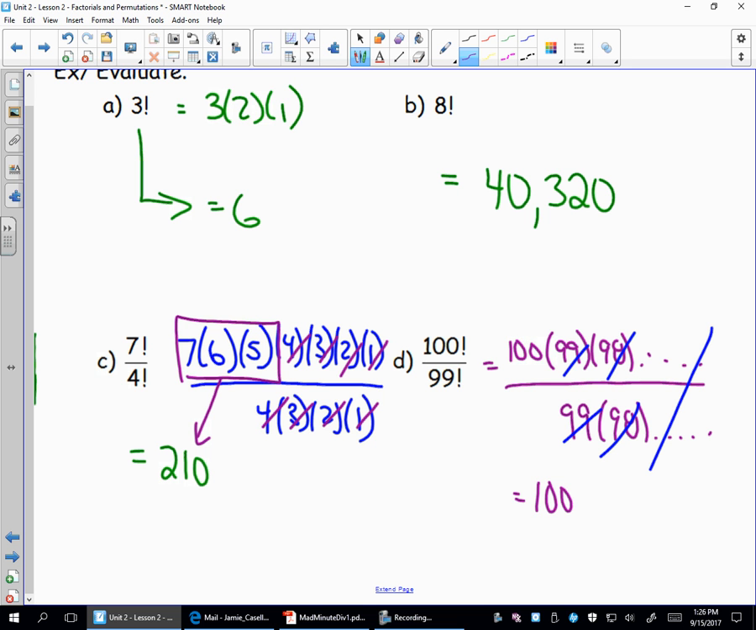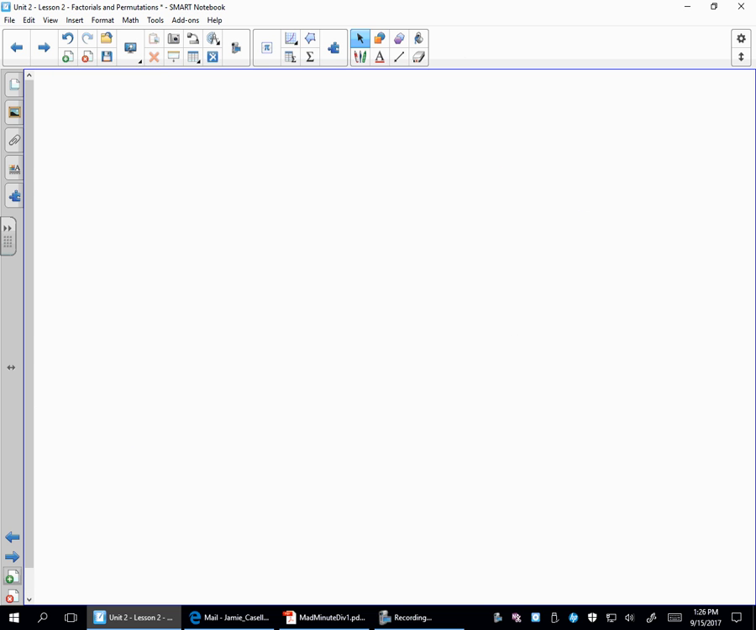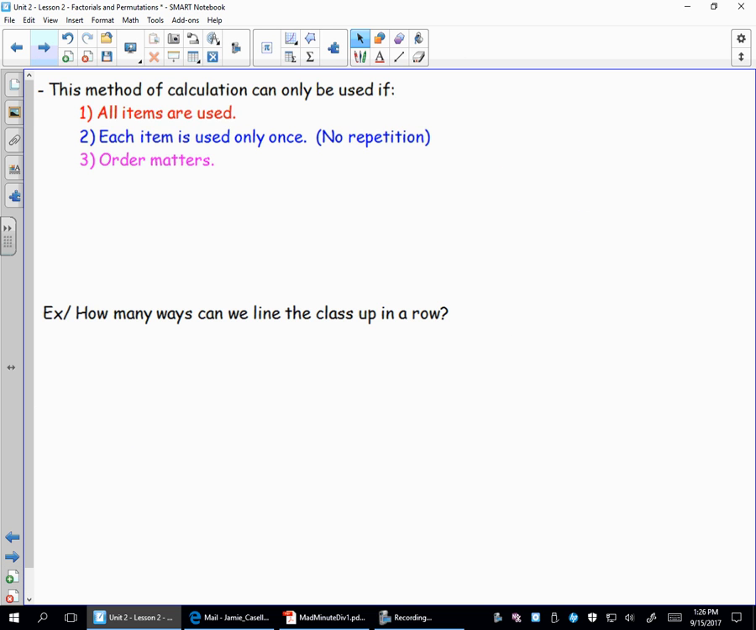Okay, when do we use factorials? That's one of our tricky things with counting: how do I know what to use and when to use it? Well, there are three things that have to be true. I have to be using all of the items. I have to line up all the people. I can only use each thing once. So a person can't be standing at the front of the line and the back of the line, because I can't repeat. And order has to matter. The numbers 1, 2, 3 are different than 2, 3, 1.